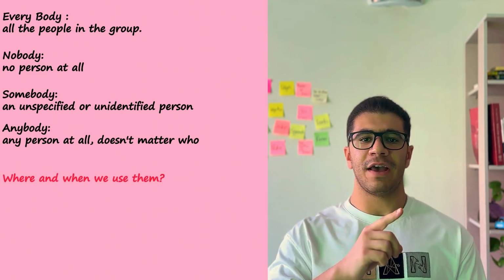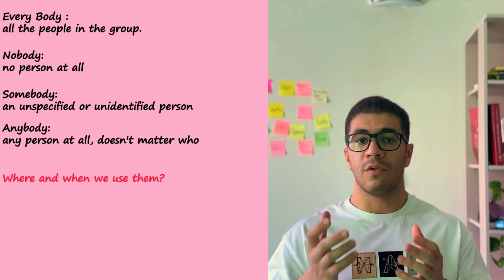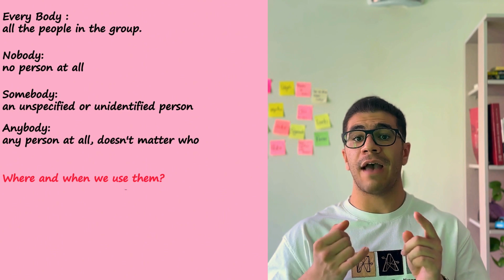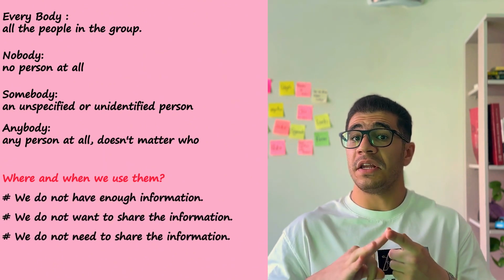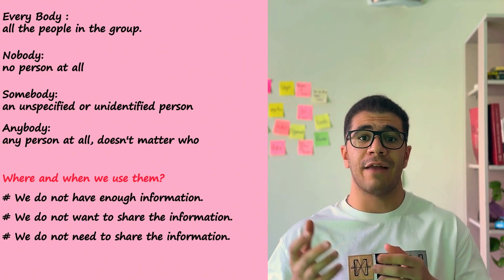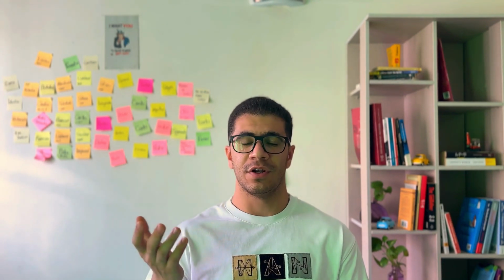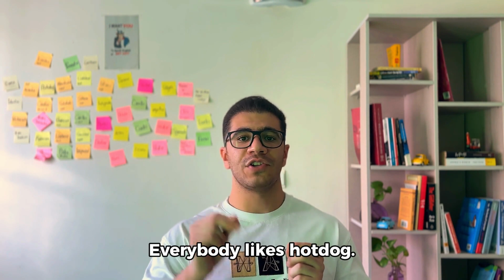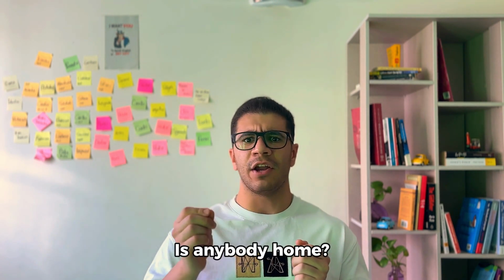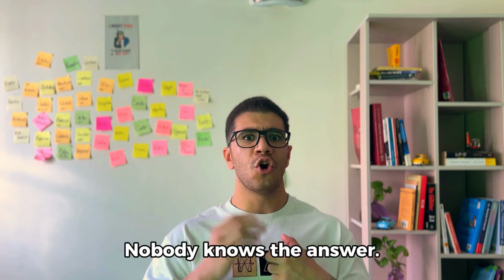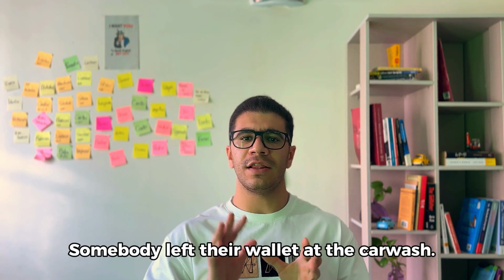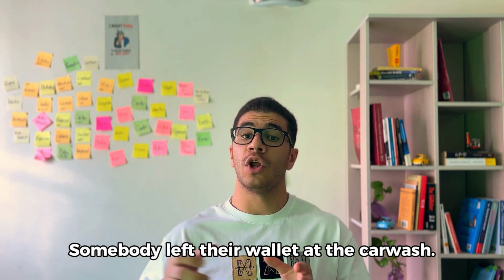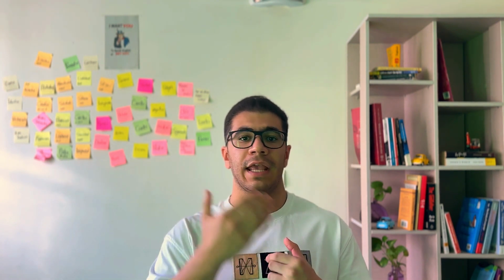First, where and when we use these indefinite pronouns. Well, we use indefinite pronouns when we do not have enough information, we do not want to share the information, or we do not need to share the information about the person that we are talking about. Here are some common situations to use them. General statements. For example, everybody likes hot dog. Questions. Is anybody home? Negative statements. Nobody knows the answer. And unidentified objects. For example, somebody left their wallet at the car wash. We don't know who. We just know that somebody has left a wallet.